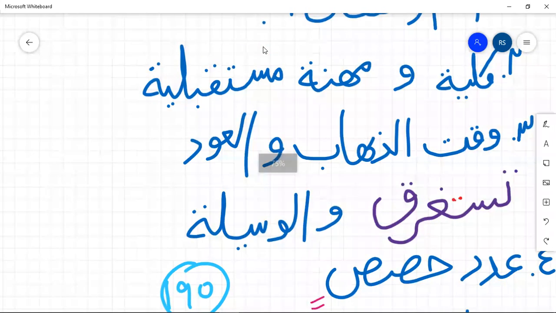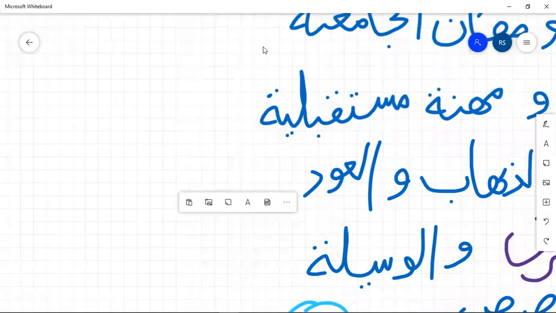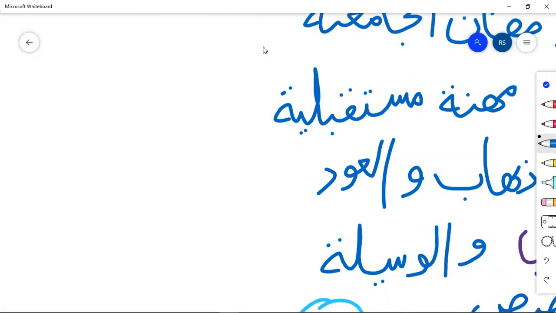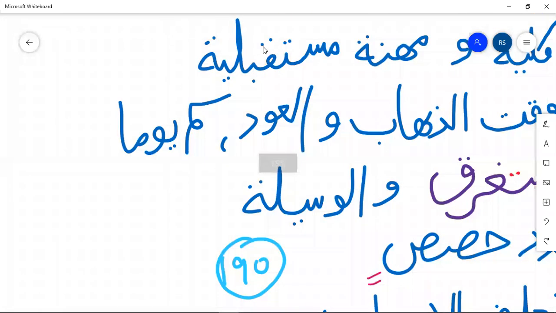Adhabu sa'ata sabi'ata. Same question. Mata tadhabina ila al madrasa? Adhabu sa'ata sabi'ata. Okay. When do you return from the university?